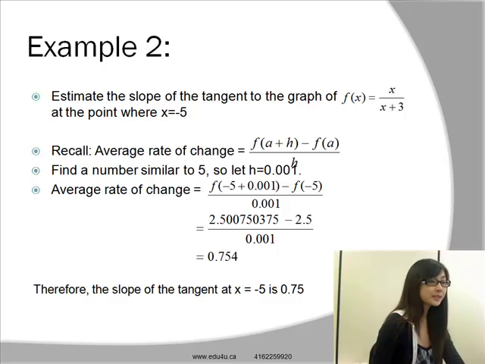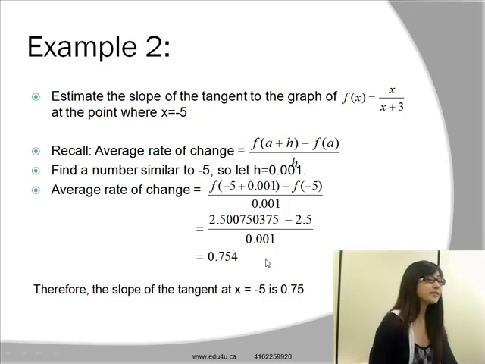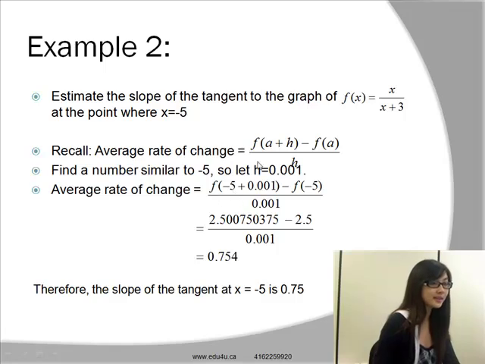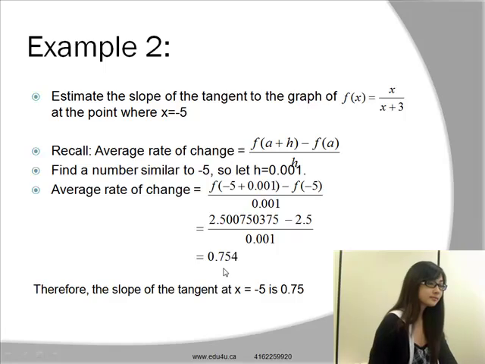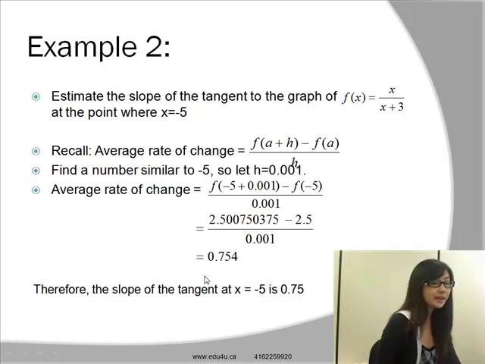Recall the average rate of change equals f of a plus h minus f of a, divided by h. We have to find the value of f of a plus h such that it is almost the same as f of a. So h has to be extremely small. In this case, let h equal 0.001. That's a pretty small number. So let's say average rate of change equals f of negative 5, that's f of a, plus 0.001, minus f of a, which is f of negative 5, divided by h, which is 0.001. If we work that all out, that's going to be 0.754. Therefore, the slope of the tangent at x equals negative 5 is approximately 0.75.